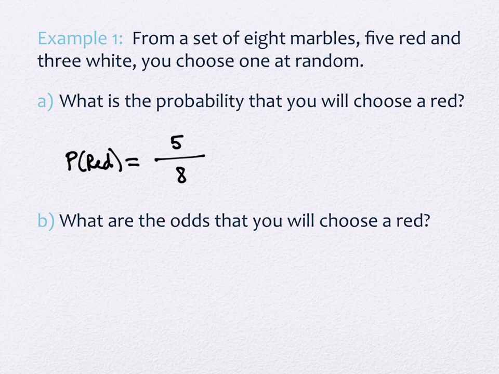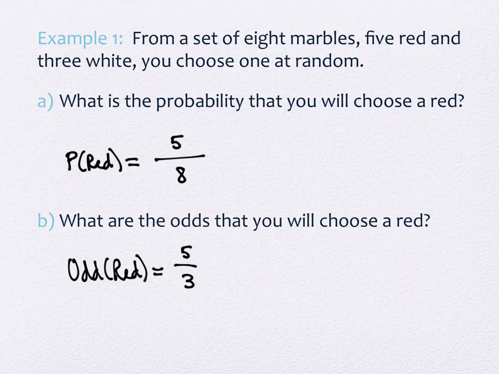Now, if we want the odds of choosing red, we still have the same numerator. It's still red on top. There are 5. But on bottom, instead of comparing it to the entire number of marbles, we compare it to the marbles that are not red. In this case, that's only white marbles. How many marbles are not red? 3. So the probability is 5 to 8, but the odds are 5 to 3. It's the comparison. What are we comparing things to?